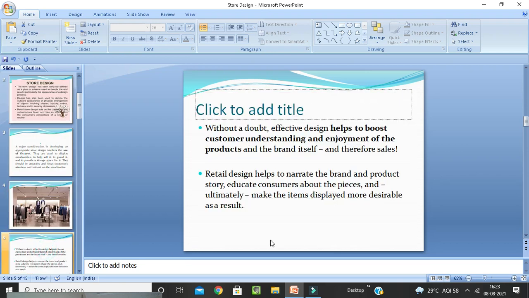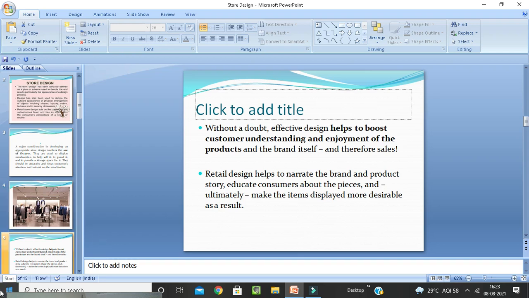Now, without a doubt, effective store design helps to boost customer understanding and enjoyment of the product and the brand itself. That means customers enjoy the brand or product, and therefore sales can start. So retail design helps to narrate the brand and products, to educate consumers about the pieces and ultimately make the items displayed more desirable as a result.